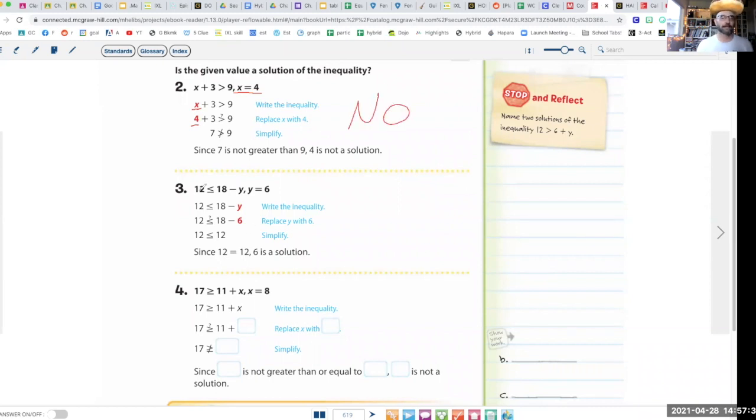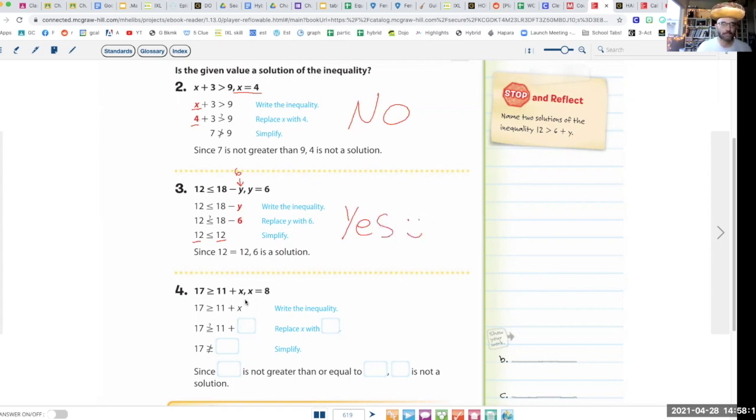Got it? Let's look at number 3 here. It says 12 is less than or equal to 18 minus y. Well, what if y equals 6? Well, so that means we replace this y with the number 6, which they did here. So 12 is less than or equal to 18 minus 6. 18 minus 6 is 12, and 12 is less than or equal to 12. So that is yes, so 6 is a solution. Yes, and he gets a happy face too.